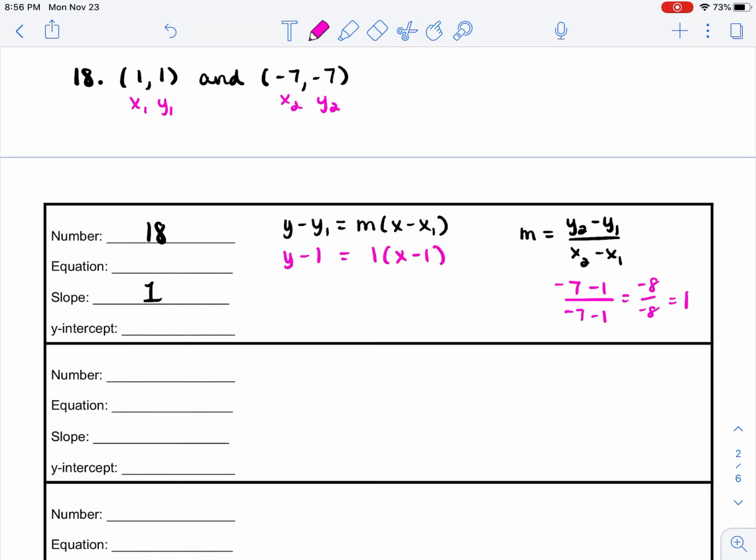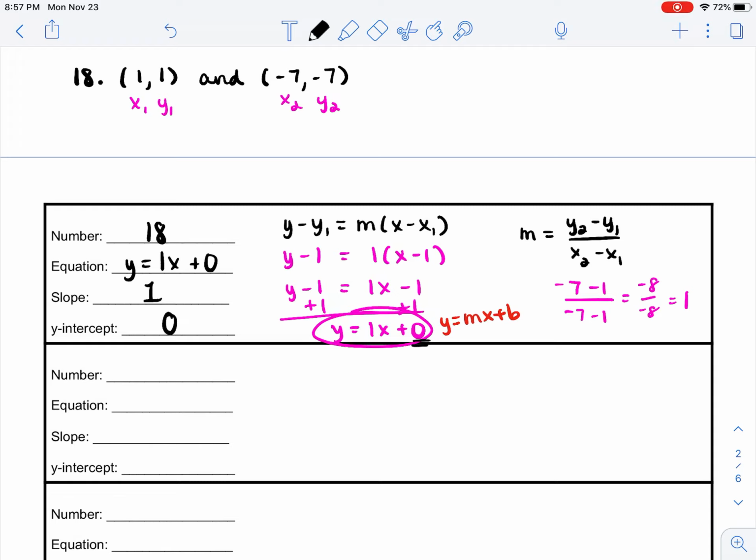Now I need this to be in slope-intercept form, or y equals mx plus b, so I'm going to start doing that. That is y minus 1 is equal to 1x minus 1. Add 1 to both sides, and now I have y is equal to 1x plus 0. So that is what this is in my form, y equals mx plus b. And every single problem you have should be in the form y equals mx plus b. So my equation for that part of the answer is going to be y is equal to 1x plus 0. And then for my y-intercept, I can use that equation, and I know my y-intercept is at 0.